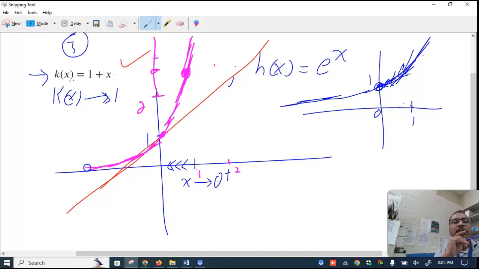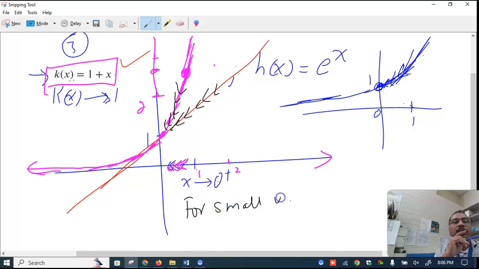The x-axis becomes like a horizontal asymptote here. So the k of x, the linear form that you see, is an approximation. For smaller values of x, the pink color and the red color are almost the same thing. This one approaches 1, and this one also approaches 1. So for small values of x, both k of x and h of x approach 1.